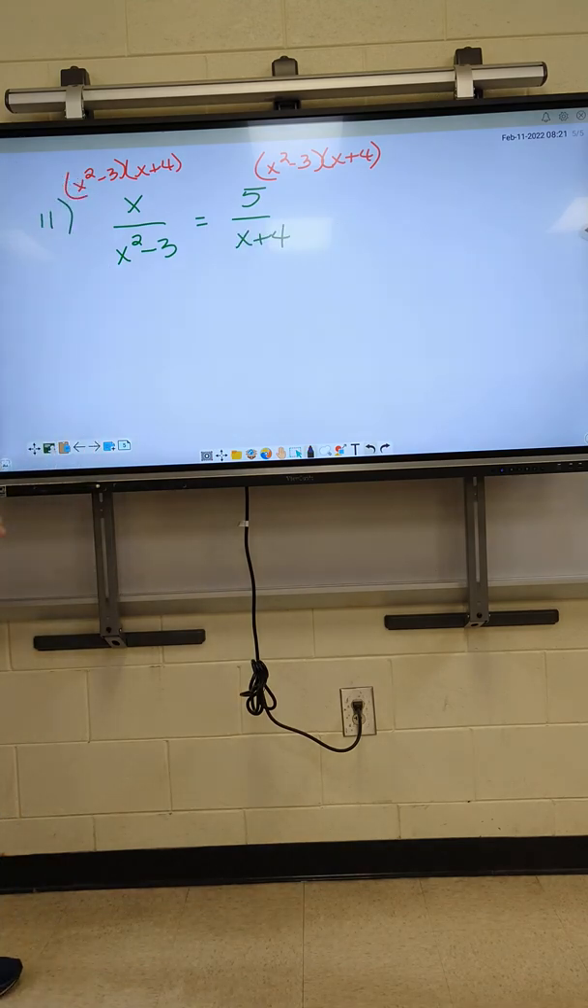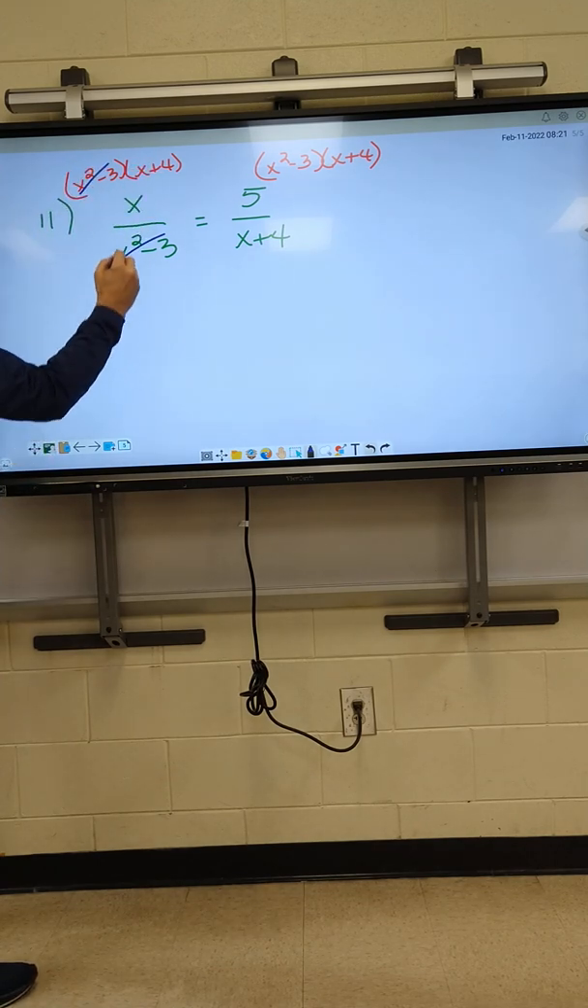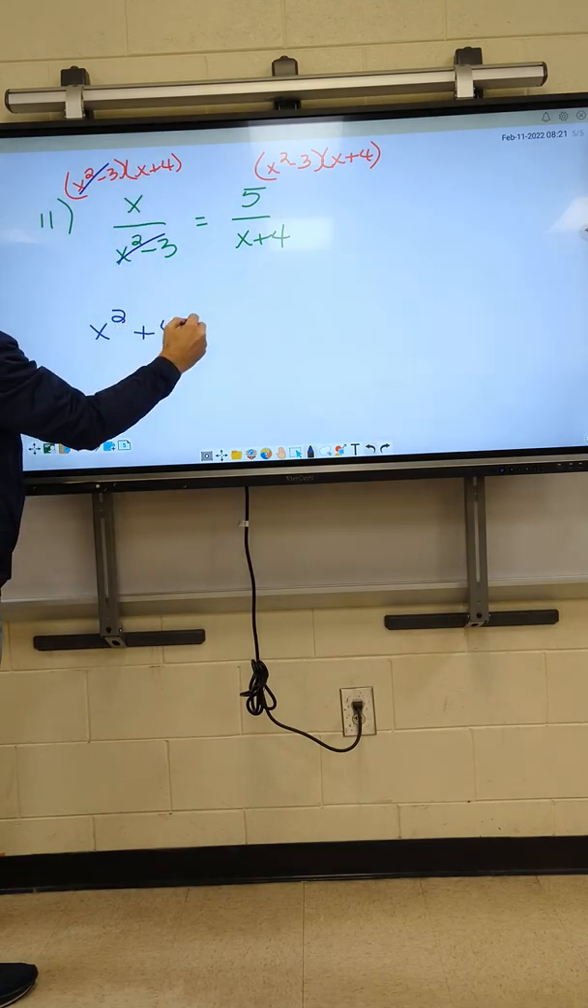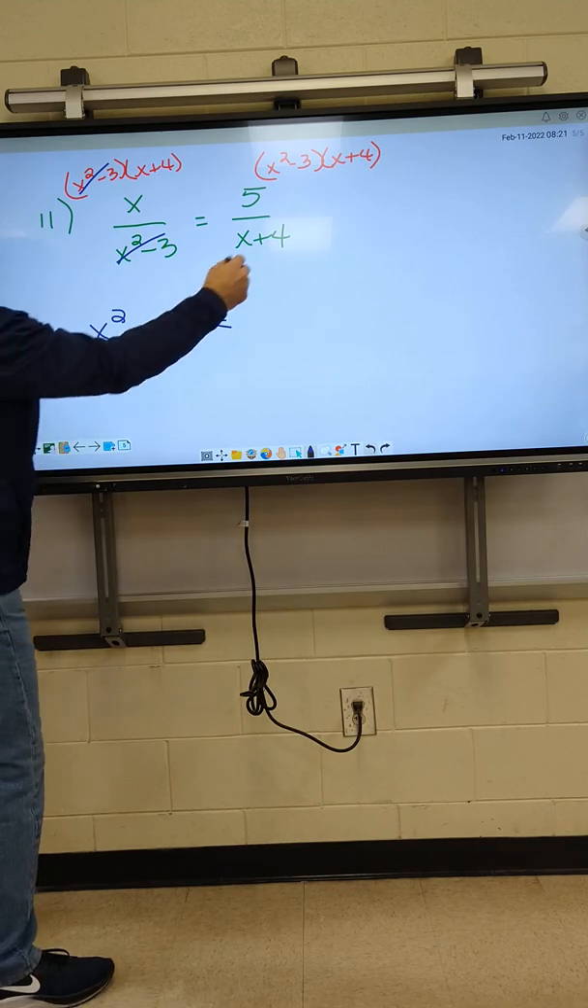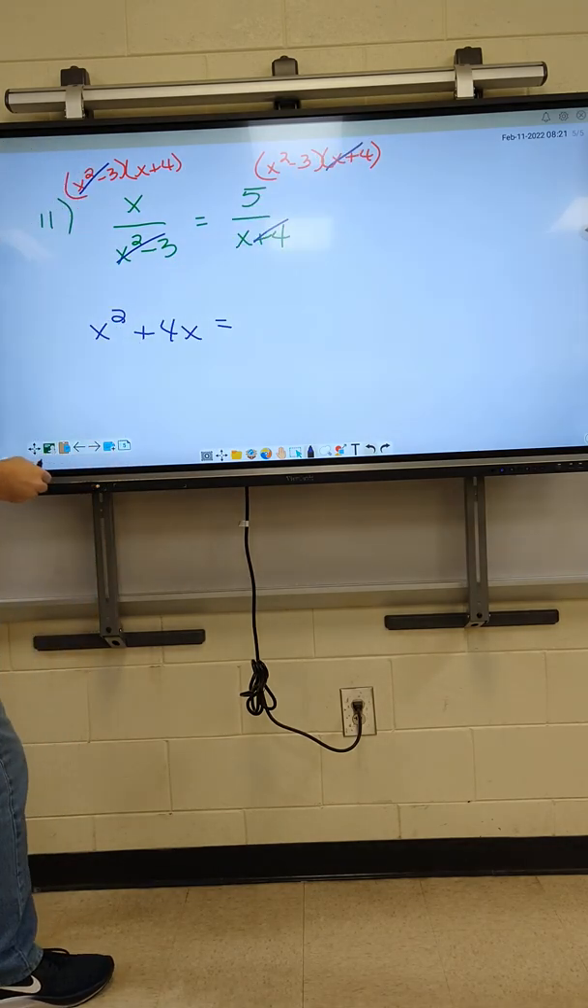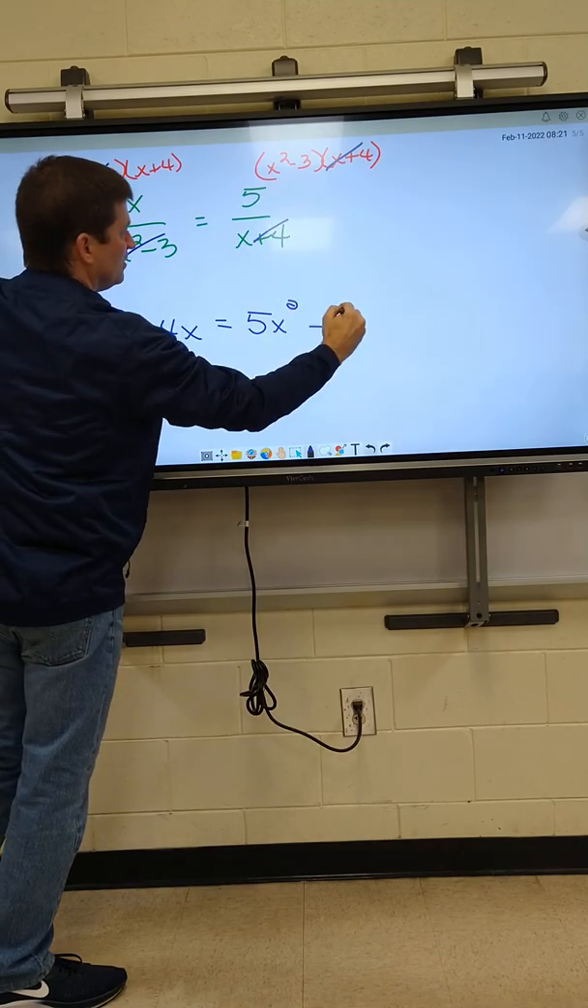Alright, so watch. Look at the first fraction. These two cancel out, right? So what do you bring down? x times x is x squared. x times 4 is 4x. So it wasn't that bad. Second fraction, x plus 4 is canceled. What do you bring down? 5x squared minus 15.